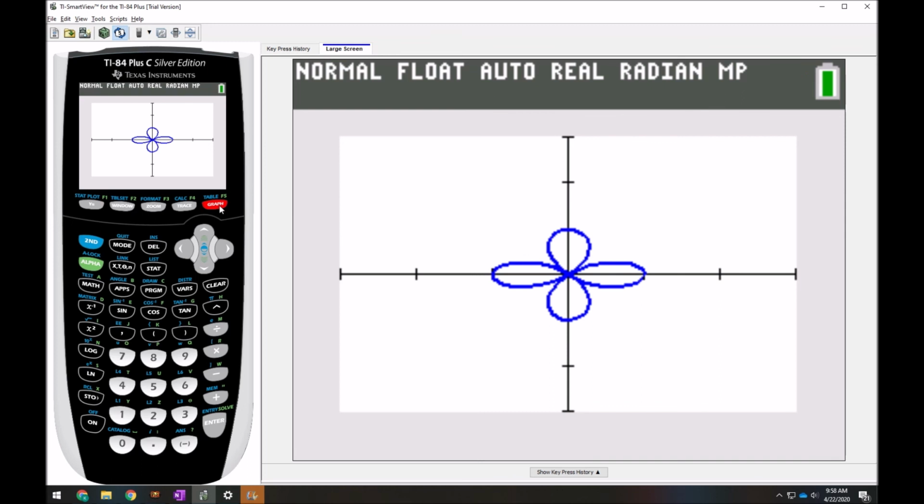So I can get a lot of very, very different sorts of shapes. And again, by messing around with my window button, my theta min, my theta max, my theta step, I can really change what sorts or how much of this picture I see and how carefully it's graphed.